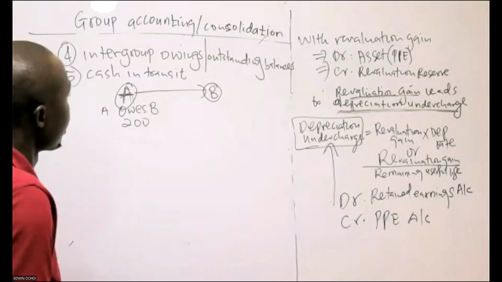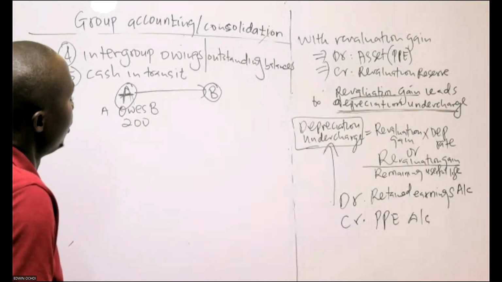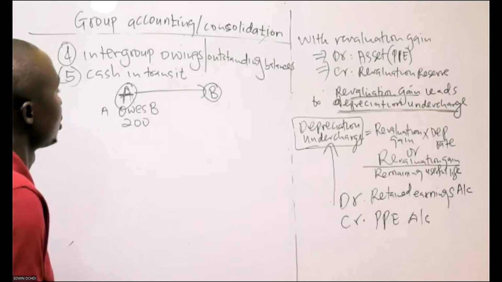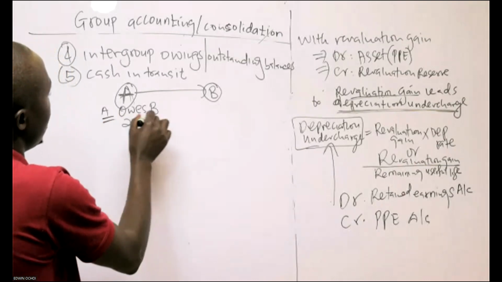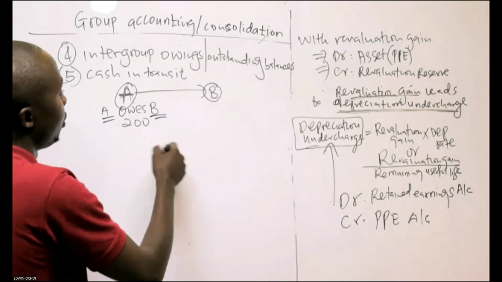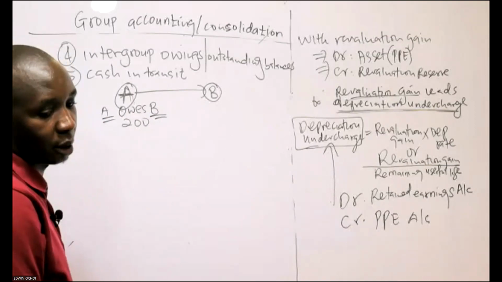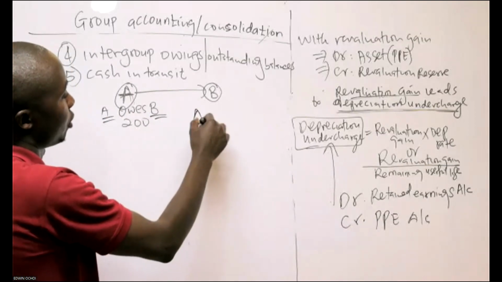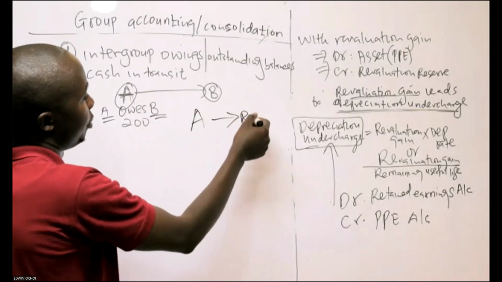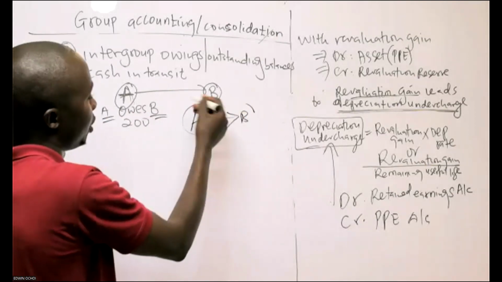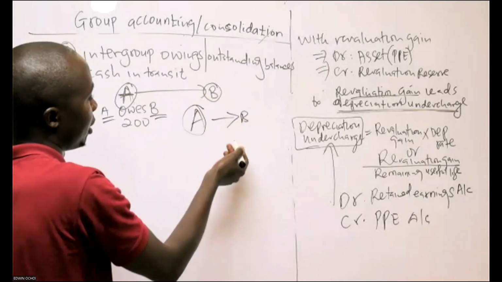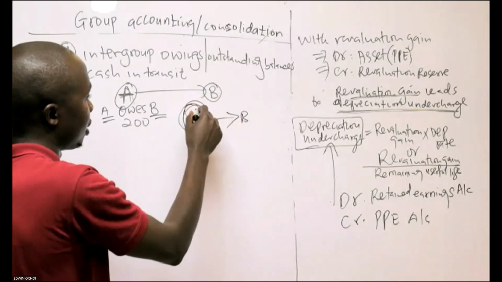Anyway, we continue. So right now in this scenario, we have A which owes B 200. And then by the end of the year, you will find that this amount has not been paid. Remember that amount was outstanding. What is supposed to be done? If A was supposed to pay B and A has not paid by the end of the year, that amount must be disregarded. That is, it must be cancelled.